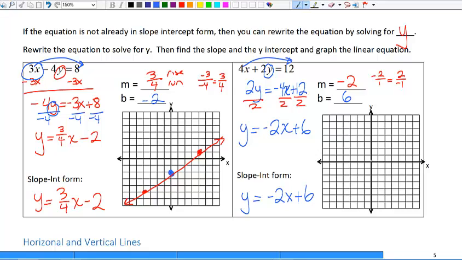To graph, I put my pencil on the b. I start with my b at positive 6, and then my m says to go down to the right 1, rise a negative 2, and run a positive 1. I'm going to keep doing that all the way off my graph to get a really nice straight line. Or I could go up 2 and left 1. Now clearly that's off my picture, but I could also do that. Draw my line. Don't forget your arrows. So even if it's in standard form, you can still put it in slope-intercept form and use the slope and the y-intercept to graph.